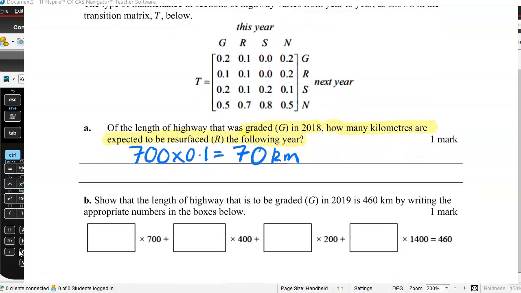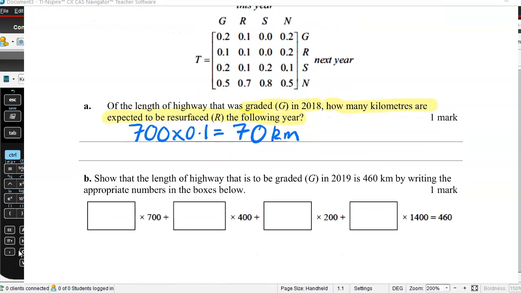Okay, so this is a show that question, so it means that you've been given the answer, you need to show the calculation. Show that the length of highway that is to be graded in 2019 is 460 kilometres by writing the appropriate numbers in the boxes below.